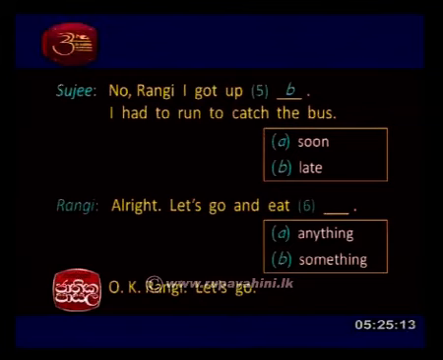Rangi, all right, let's go and eat blank. What are the 2 words? Anything, something. Anything and something. Let's go and eat something. Yeah, you can't eat anything. You have to eat something. Okay, Rangi. Let's go.